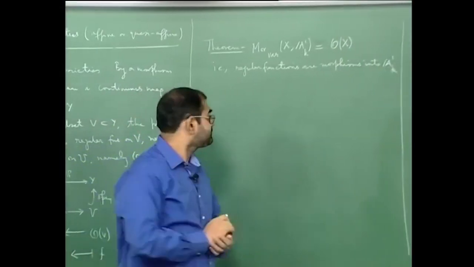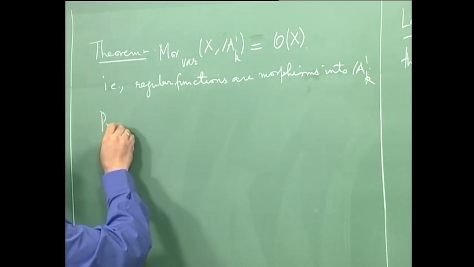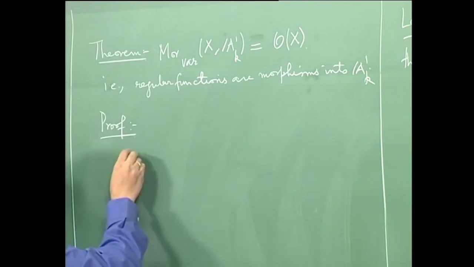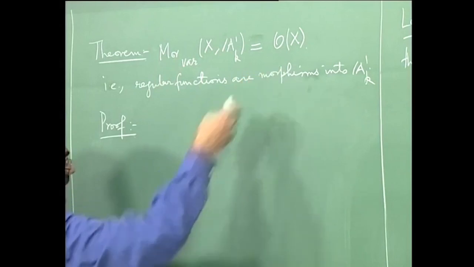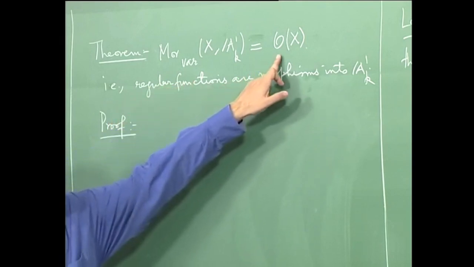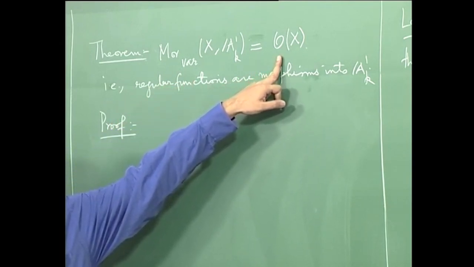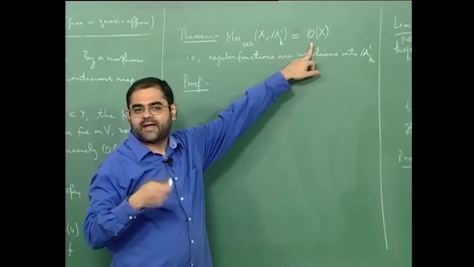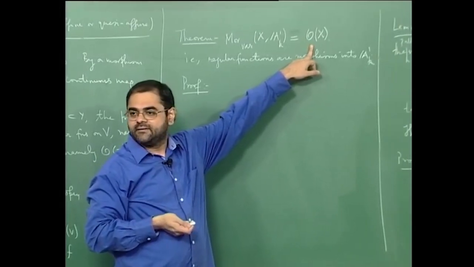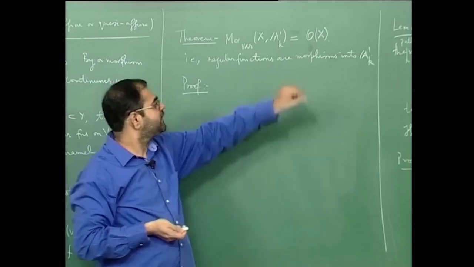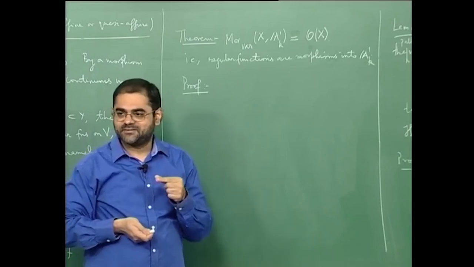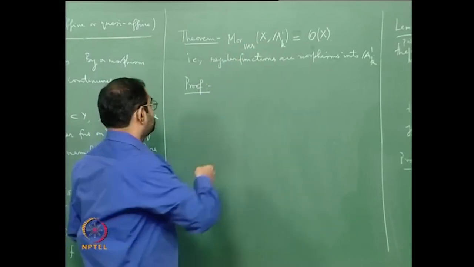Okay, so let's try to prove this. So what is a map? Of course, this map is the identity map. But the only thing is that when you take a regular function on X, the target is taken as K, and you don't care about the topology on the target K. But if you put a topology on the target K and call it A1, then a regular function is continuous, so it's certainly a continuous map from X to A1, but the fact is it's more, it's actually a morphism from X into A1. That's what this theorem says. So let's prove this.